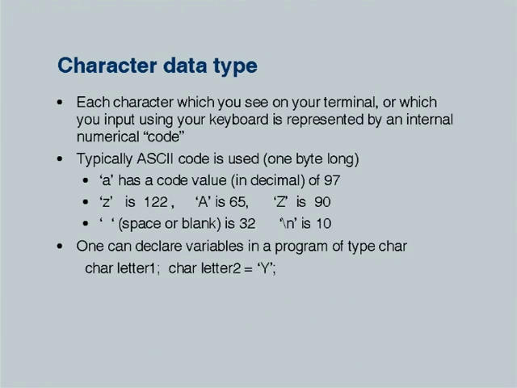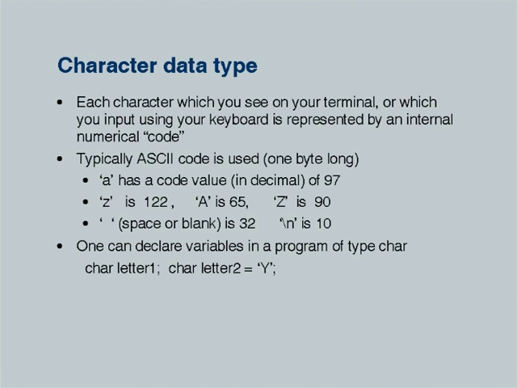Now one can declare variables in a program of the type char. For example, you can say char letter1, just like you say int y or float x. You can say char letter1, char letter2. Note, however, that this is not a string. Please note, when you define a string, the assignment uses a string within double quotes. A char variable always has a single character as a value, and it is always written in single quotation marks. So letter2 equal to 'y' is a correct representation. Letter2 equal to double quote y double quote is not correct, but that is a string, that is not a character value. Of course, there are some rules by which some conversions will happen automatically.